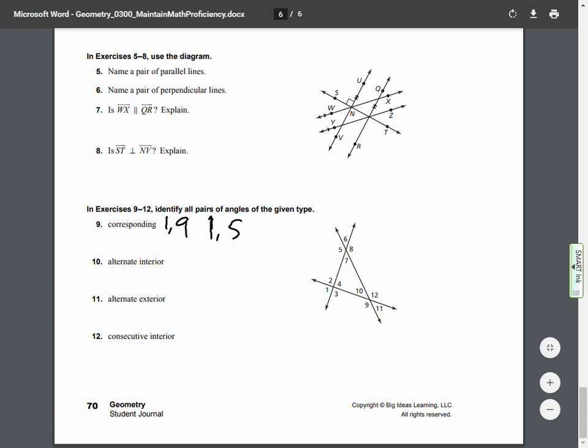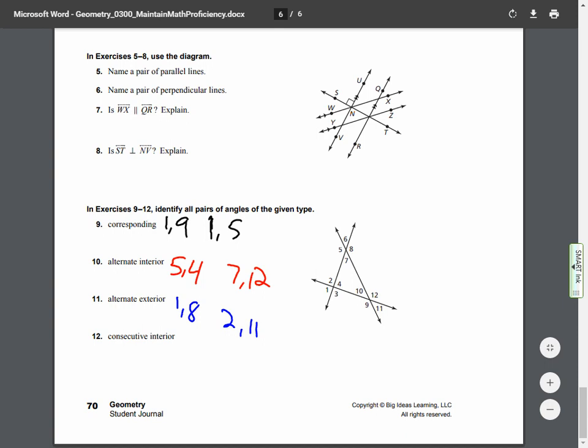Alternate interior. Again, I'll give a few examples here. 5 and 4. Okay, those are alternate interior. 7 and 12, those are also alternate interior. Okay, let's do alternate exterior. 1 and 8. What else? 2 and 11. Those are some examples. I'll let you fill out the rest.